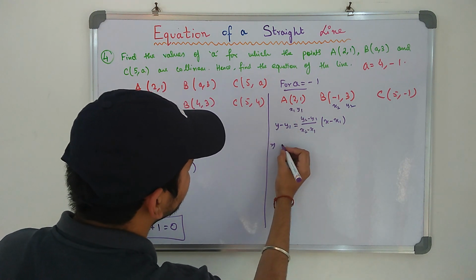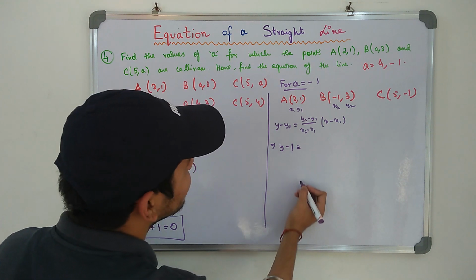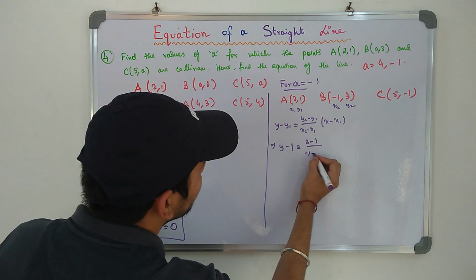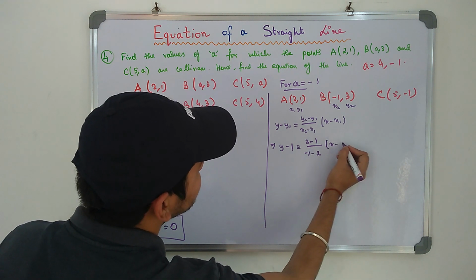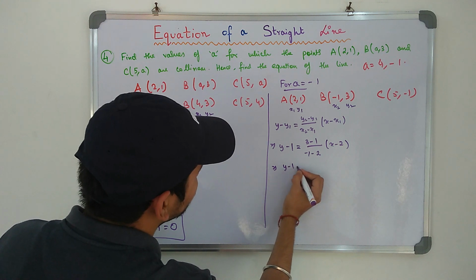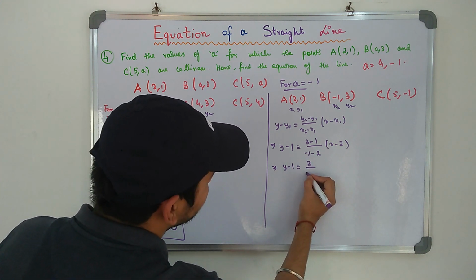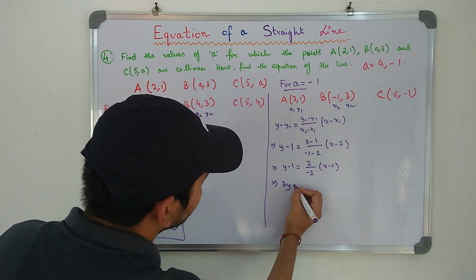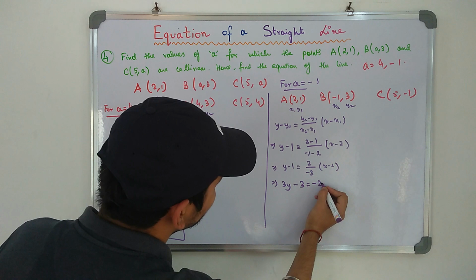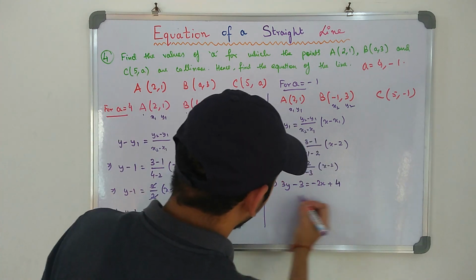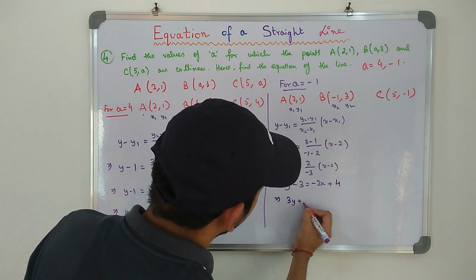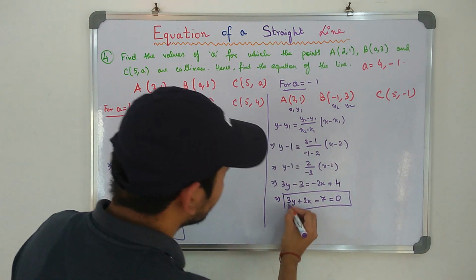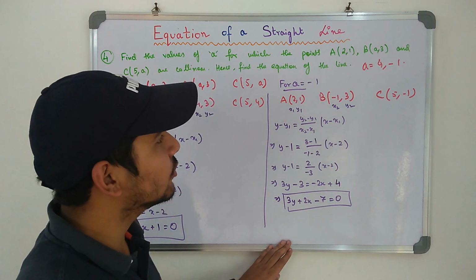Therefore just put the values. We will get y minus 1 is equal to (3 minus 1) divided by (minus 1 minus 2) into (x minus 2). So what do we get? Y minus 1 is equal to 2 divided by minus 3 into (x minus 2). We'll cross multiply it and we will get 3y minus 3 is equal to minus 2x plus 4. Therefore 3y plus 2x minus 7 is equal to 0. This is your equation of line when the value of a is equal to minus 1.